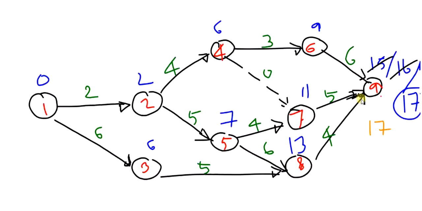Then we will move in the path of 9, 6, 4, 2, 1 first, and then through the other paths also. So for 6, what will be the value? 17 minus 6 will be 11. It will be 11 for the 6th event. Okay. For the 4th event, it will be 11 minus 3, it will be 8. Then for 2, we will have two values. From 4 to 2, it will be 8 minus 4, and from the other path, we will calculate now.